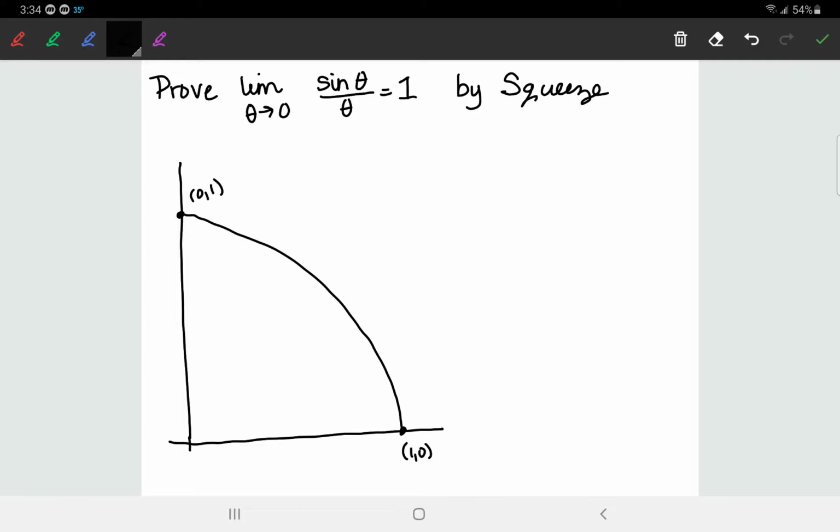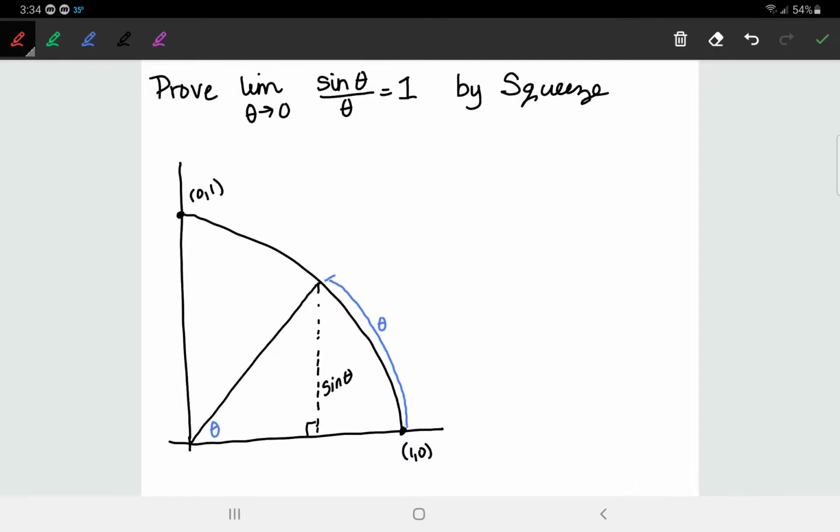The unit circle, then we will extend some angle into the first quadrant. We will call this angle theta. When theta is measured in radians, the length of this arc will also be equal to theta. We can drop an altitude here, and we know the length of that altitude should be the sine of theta.